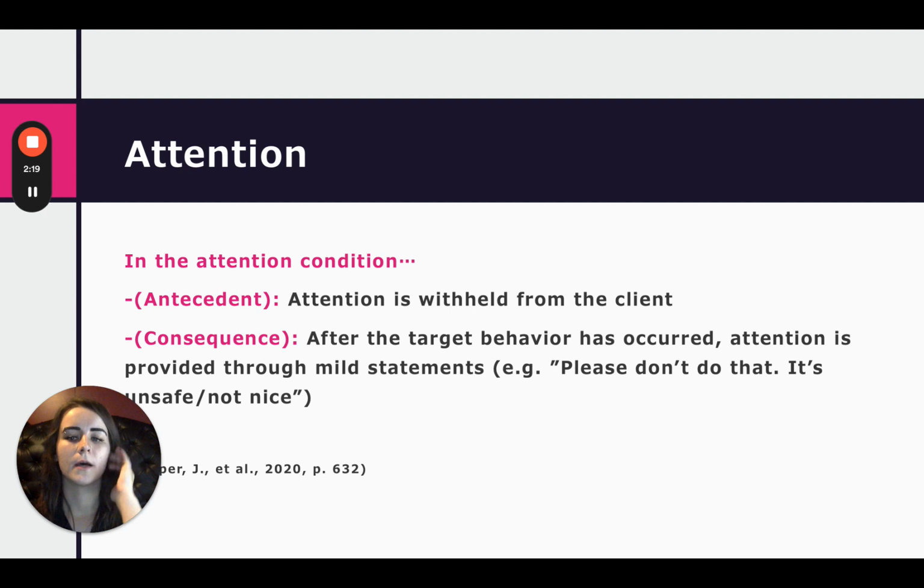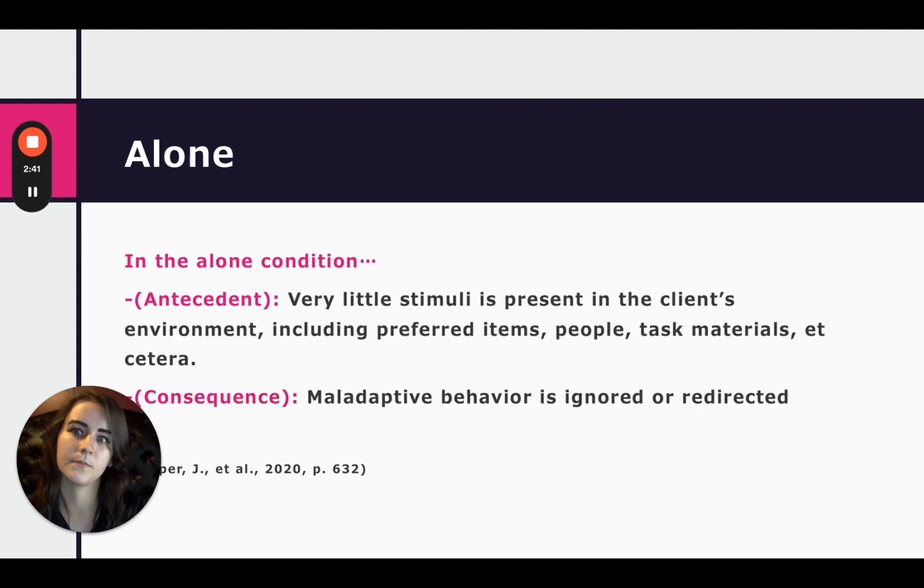And so the antecedent to that behavior is simply we are withholding attention from the client. And then if the behavior does occur, the consequence is that attention is provided through mild reprimands or neutral statements, just like, please don't do that, that's not safe, that's not nice, something like that. And that's attempting to see if the function is attention.